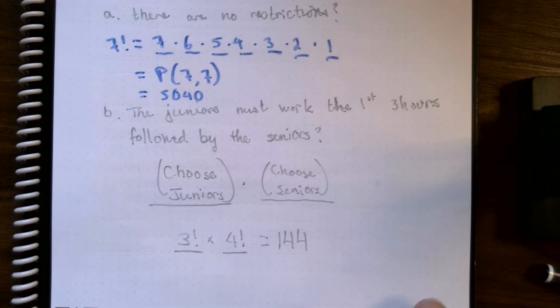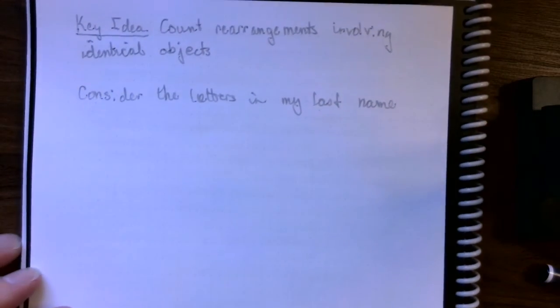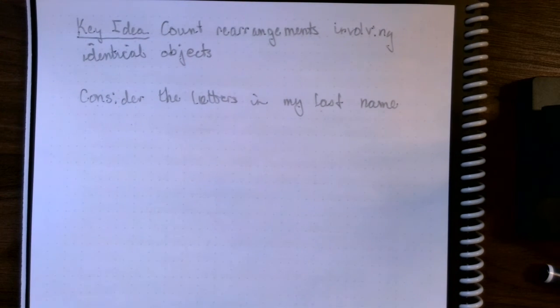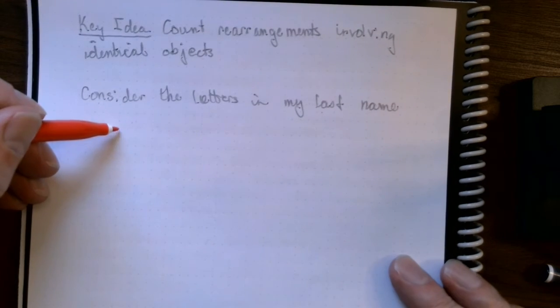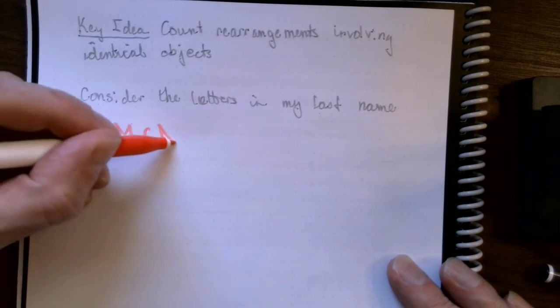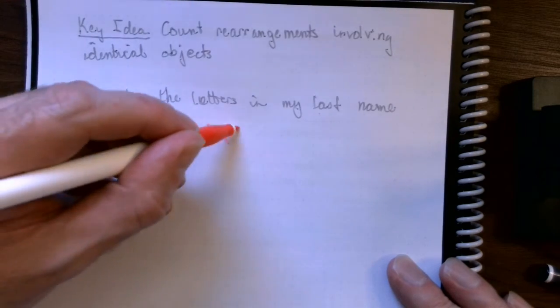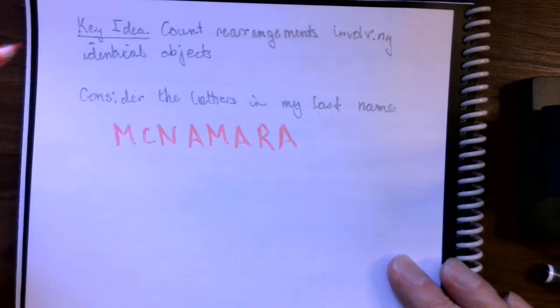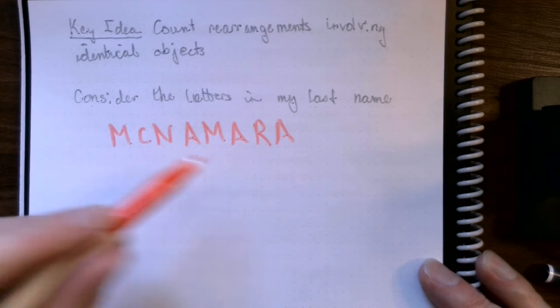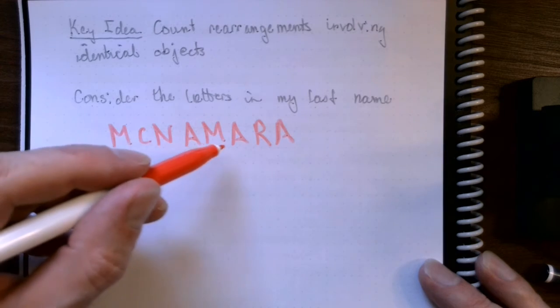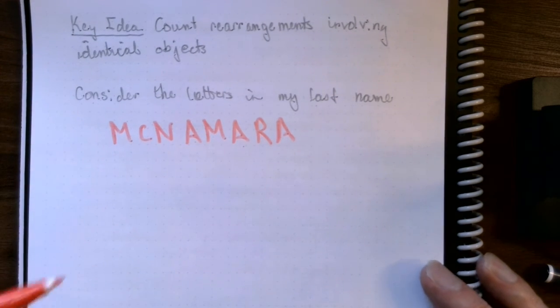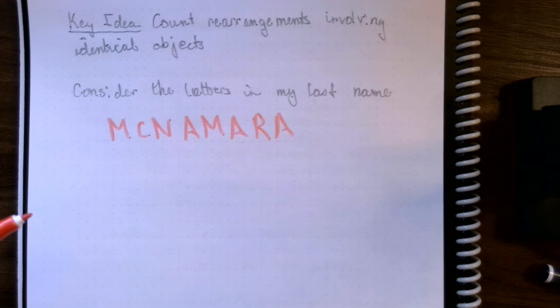I want to show you one more application of permutations. Okay, so the key idea from this example is being able to count rearrangements involving identical objects. Okay, I want you to consider the letters of my last name here. McNamara, M-C-N-A-M-A-R-A. I've got 1, 2, 3, 4, 5, 6, 7, 8 letters in my last name. And we're asking, how many ways could I scramble these letters?